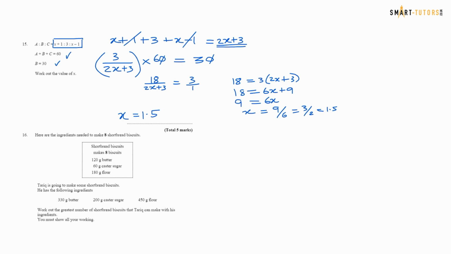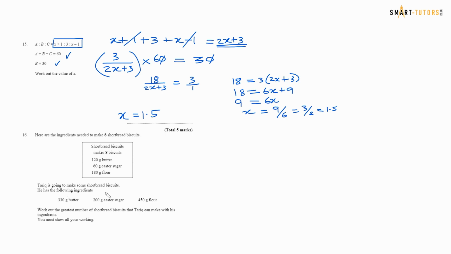Question number 16. Here are some ingredients needed to make 8 shortbread biscuits, and the quantity is given: 120 gram butter, 60 gram caster sugar, 180 gram flour.